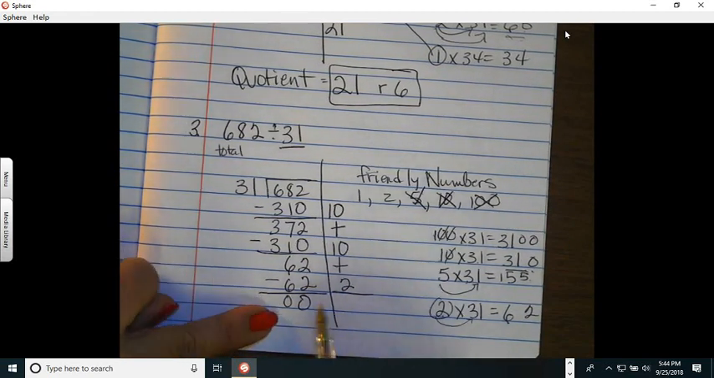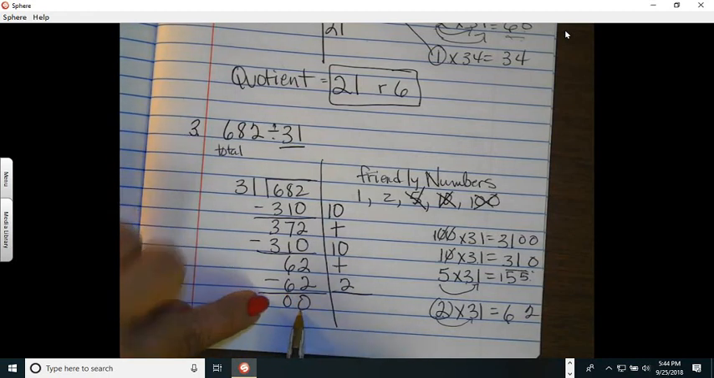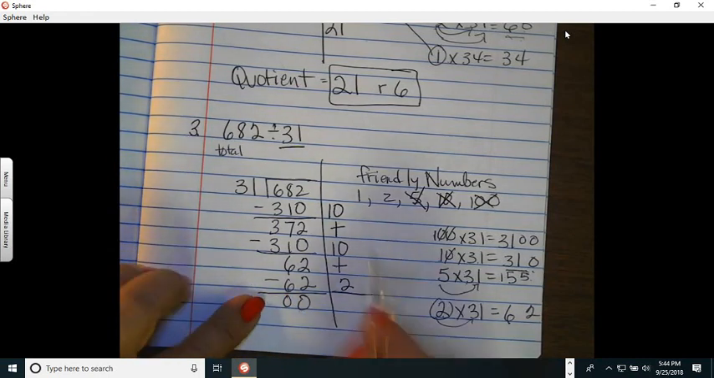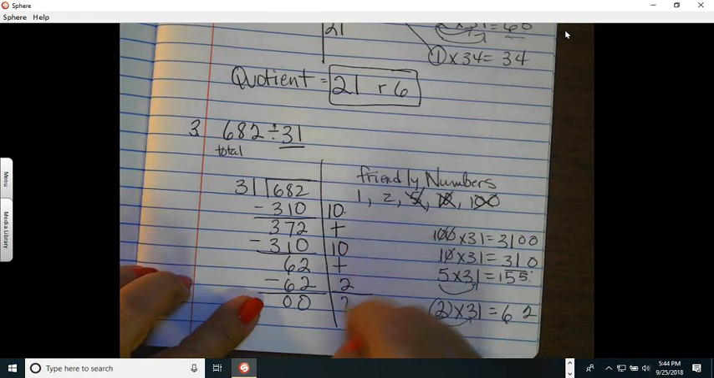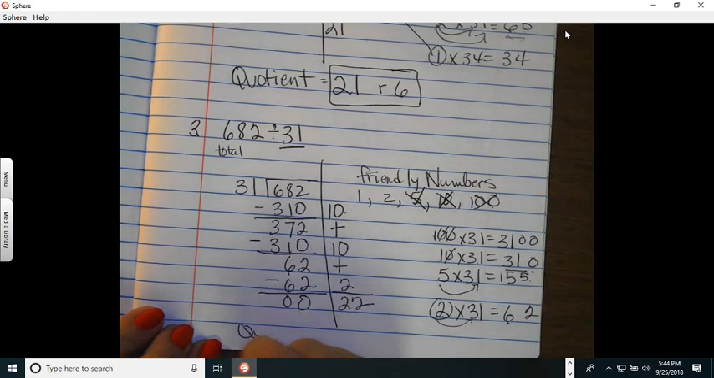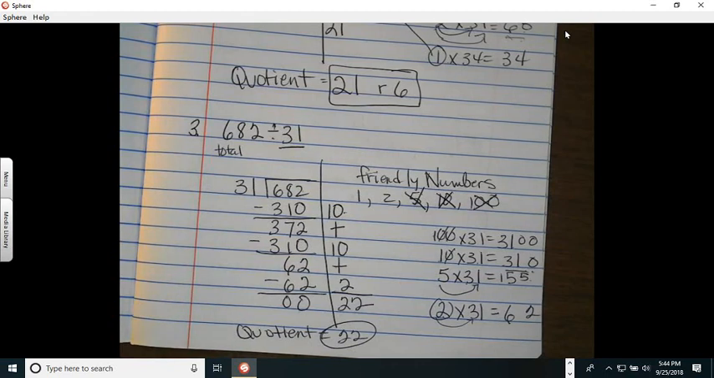So remember, I'm trying to get as small as possible. I did hit my 0. So it's 10, 20, 21, 22. So my quotient equals 22. All right, so 682 can be divided by 31. So 31 times 22 is equal to 682.